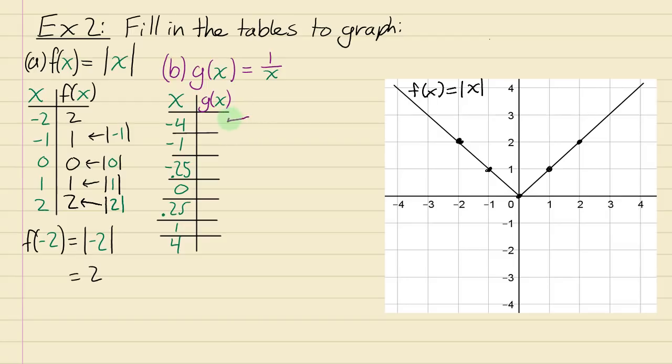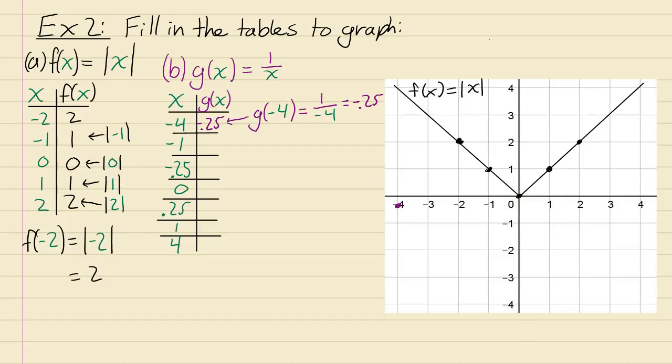So, for example, let's say you plug in negative 4. So g of negative 4 is, according to the formula, 1 over negative 4. And 1 over negative 4 is negative 0.25. So that's what this result is. So that's going to be a point right about here, where the y coordinate is negative 0.25.